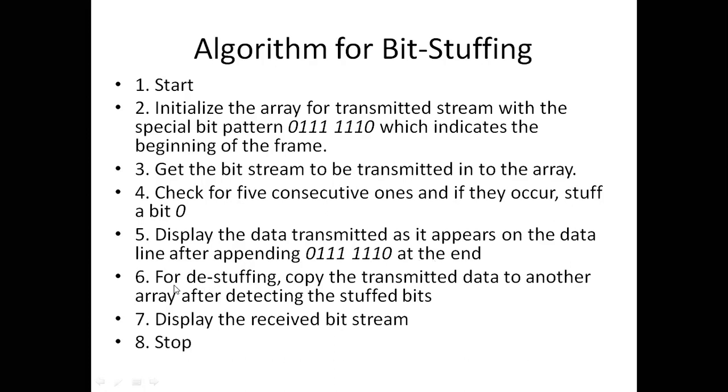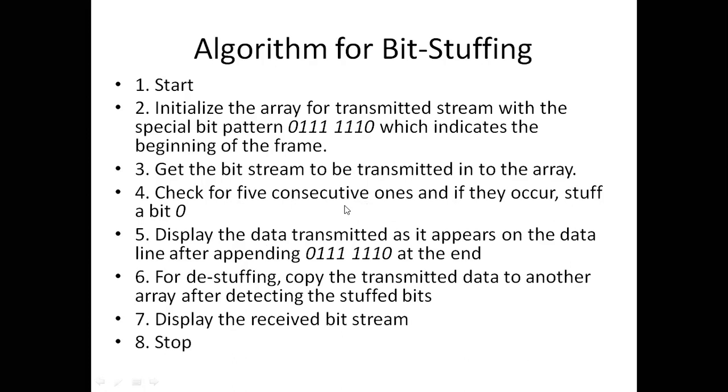This is adding flags before the payload field and after the payload field. For destuffing, this is done at the receiver side. We can copy the transmitted data to another array after detecting the stuffed bits. If you find any 5 consecutive ones and after that a 0 is there, then we can immediately take that 0 out from the data. Then the receiver can display the received bit stream, and then it can be stopped. So this is the algorithm for bit stuffing.